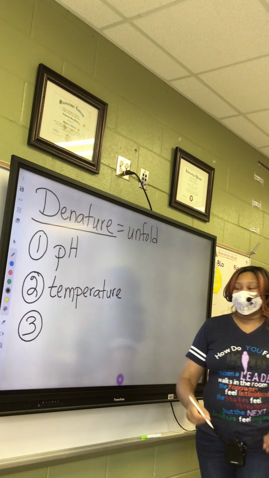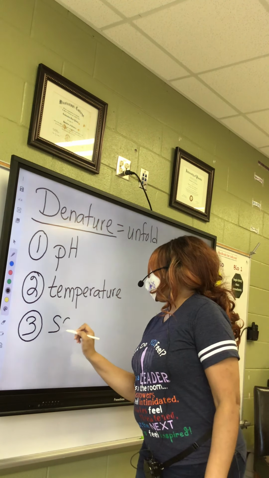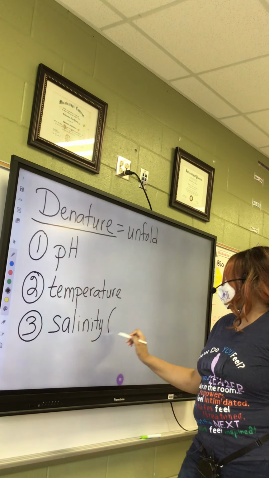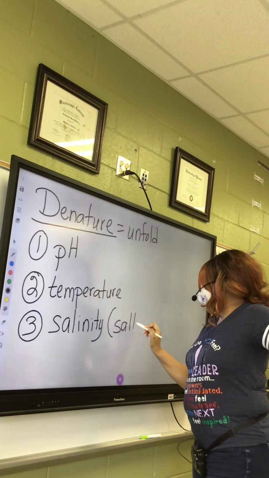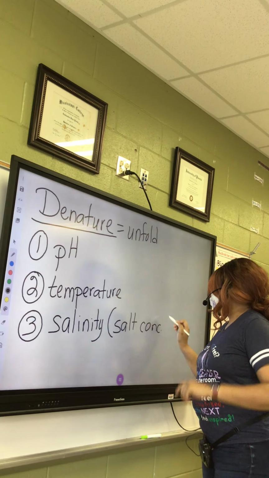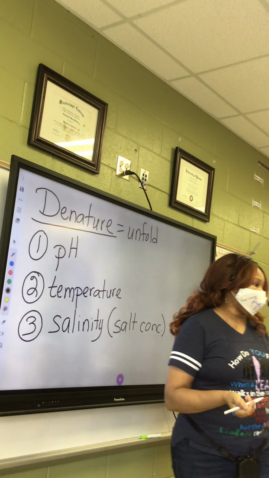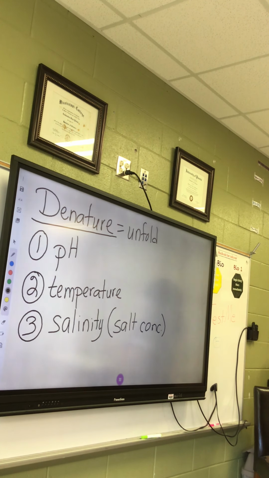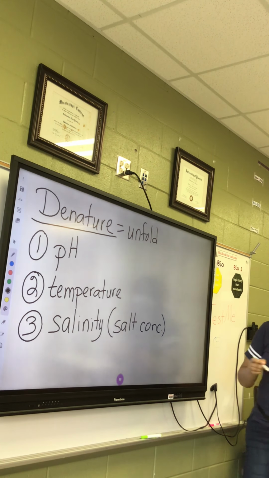All right. The other thing is salinity. Do you know what salinity means? Salinity is the salt. Good job. The salt concentration, the amount of salt. Those three things can cause an enzyme to denature. Enzymes work within a range.